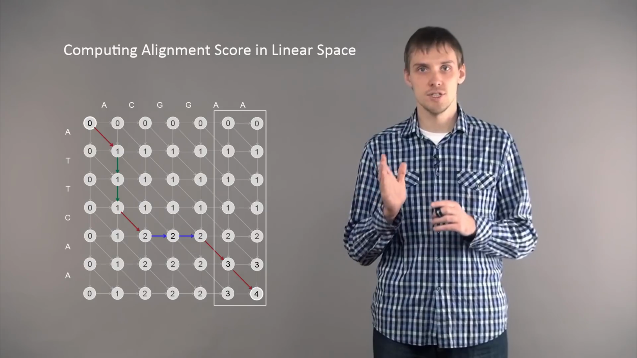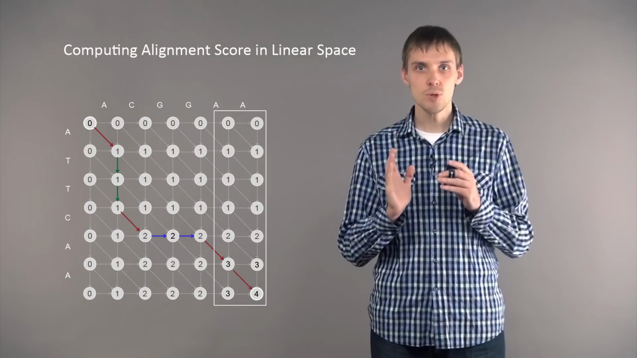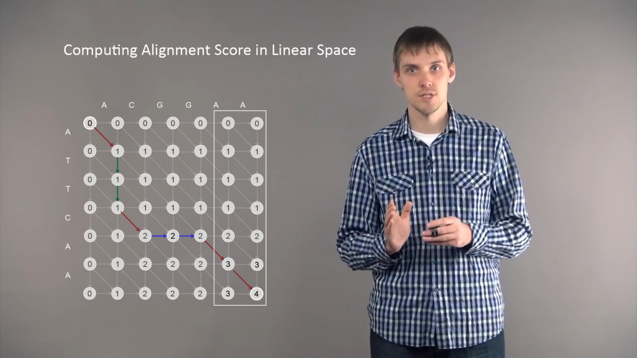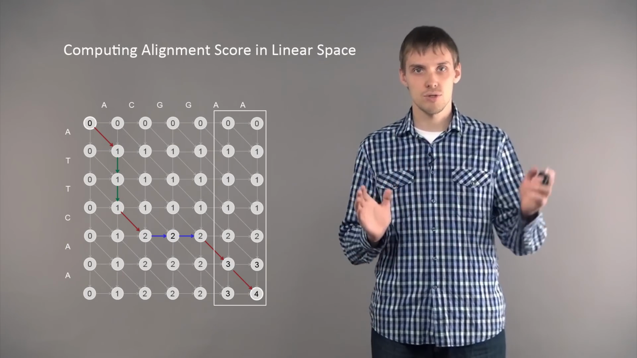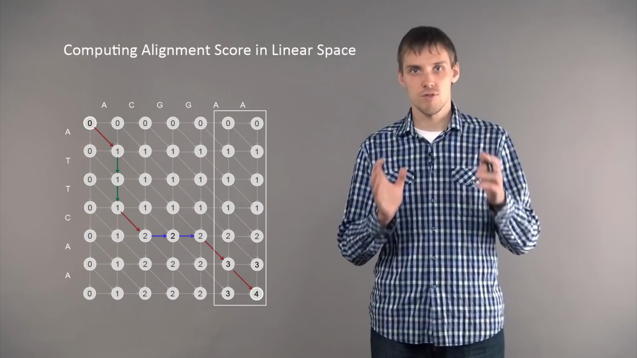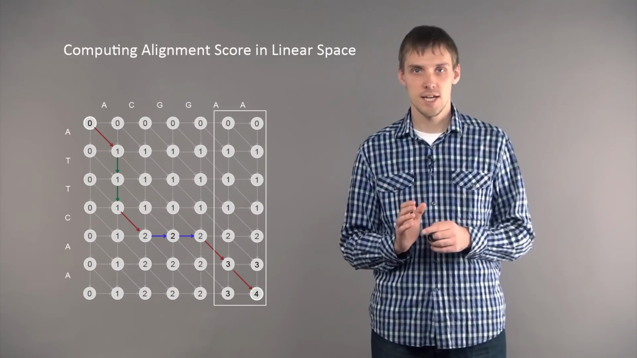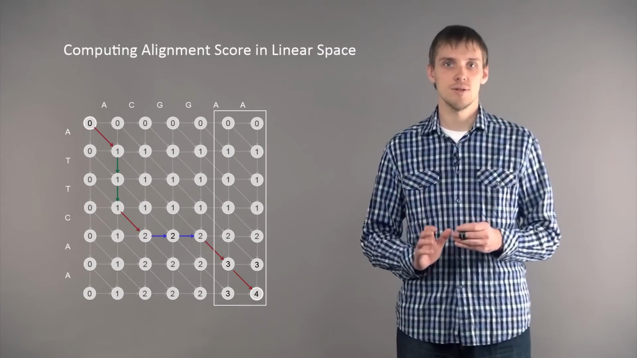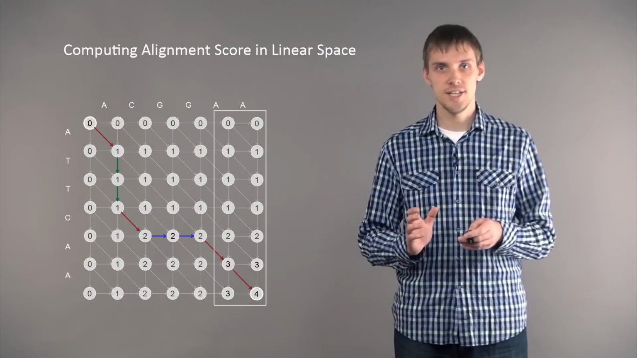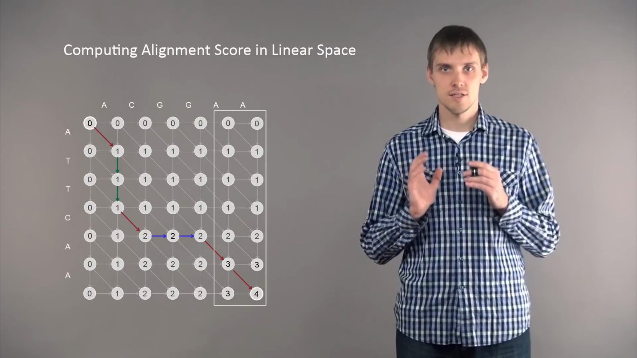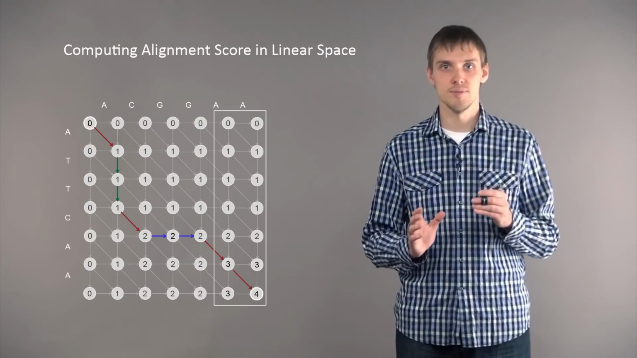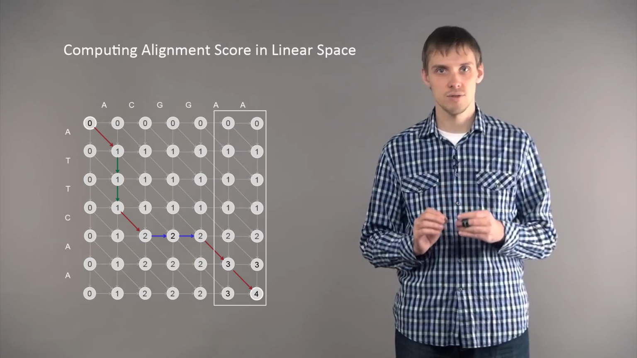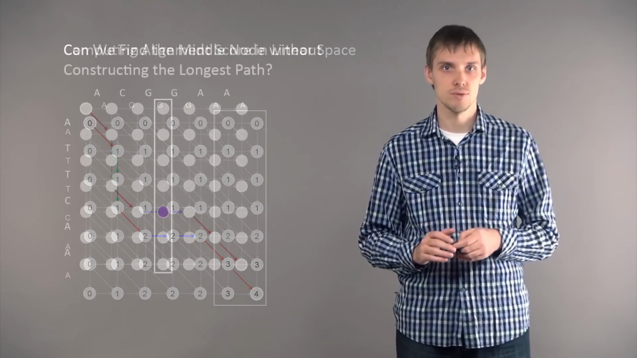And at each moment of this algorithm we need to store only two columns, and we don't need to store all scores of all nodes in our Manhattan grid. And now we know how to find alignment score in linear space, but we want to find the whole alignment in linear space. And let's go back to our middle column and middle node.